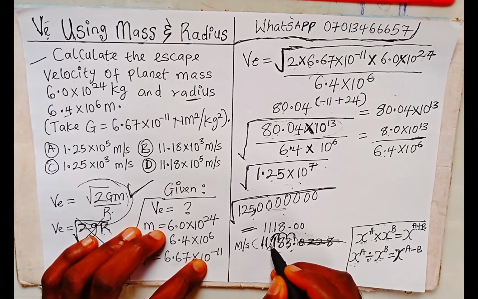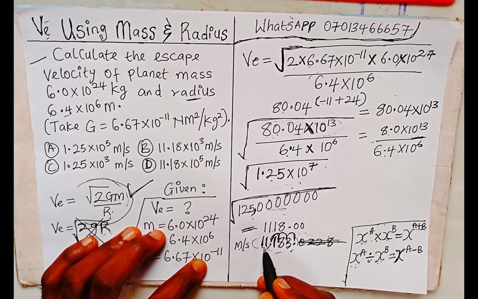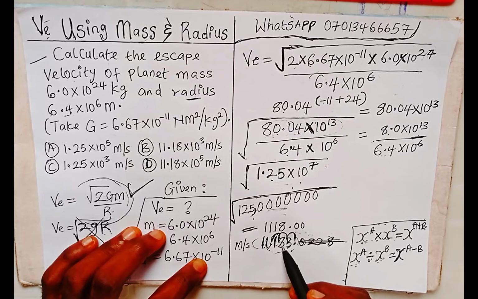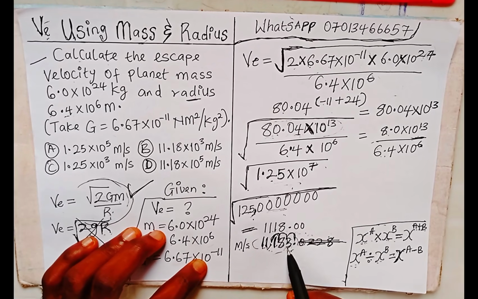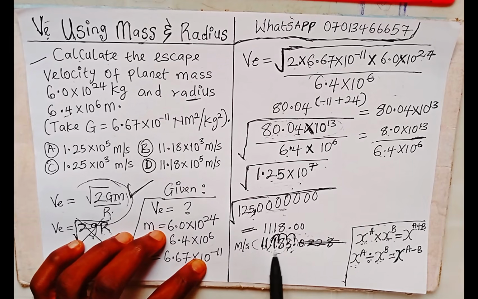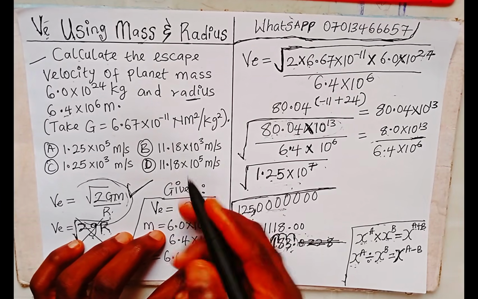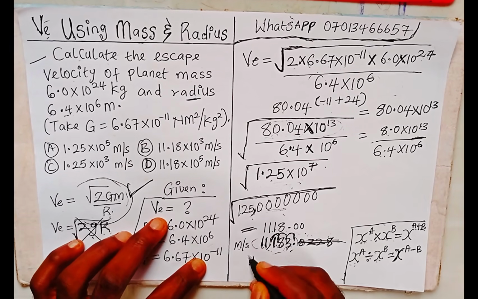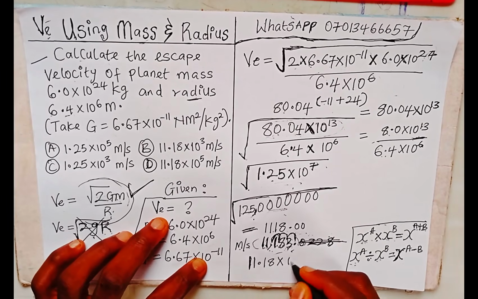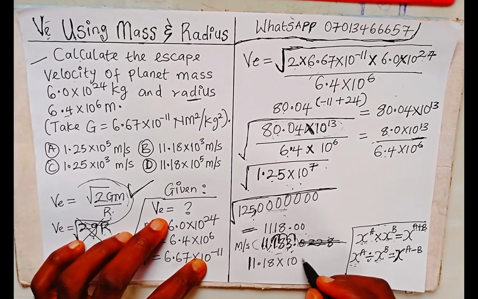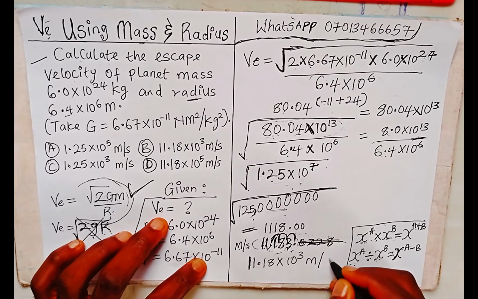If you put your point here, it will be raised to power 4, counting 1, 2, 3, 4. If you put it here, it will be raised to power 2. We are trying to make sure that our answer appears according to what we have here. So we are going to have 11.18 times 10 raised to power 3, in meters per second.